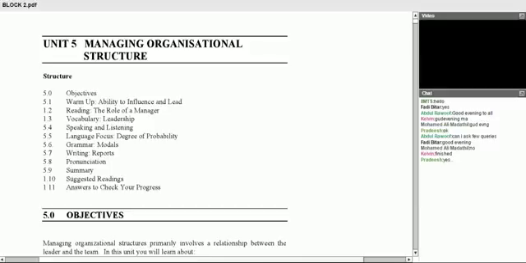we're going to start. They will be actually dealing with the new unit. We are going to start with the new unit with the title Managing Organizational Structure. Fine. So this is what we are going to start today, and this falls under business communication for your information.